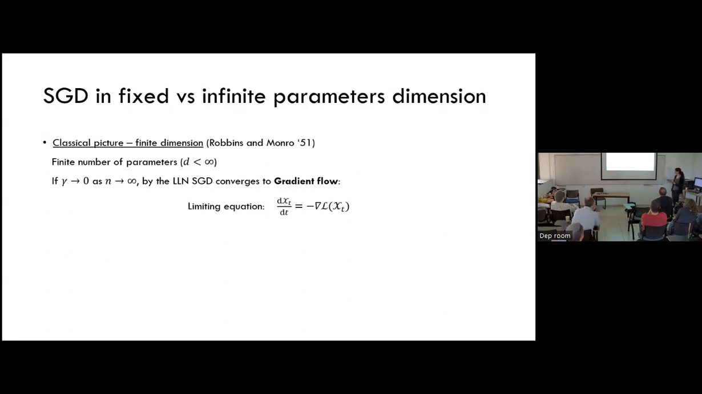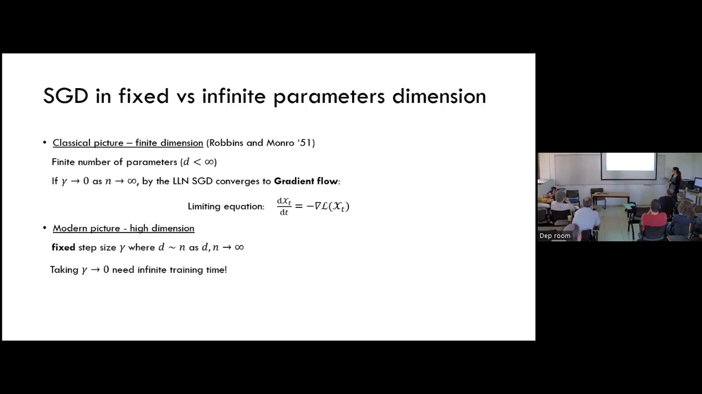But what happens in infinite dimension? In infinite dimension, the problem is that you cannot really take the step size to 0. Because the number of parameters is huge and proportional to the number of samples, if you actually wanted to do that, it would take infinite training time to arrive at this limit. So one of the questions we will ask today is how can we understand this high dimensional limit, and is there some kind of equivalent that we can study in this field?